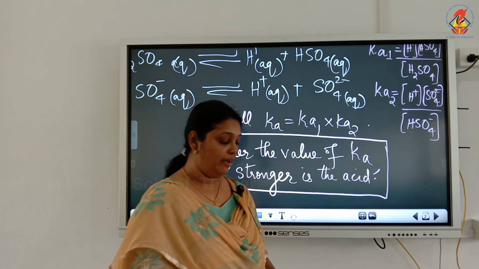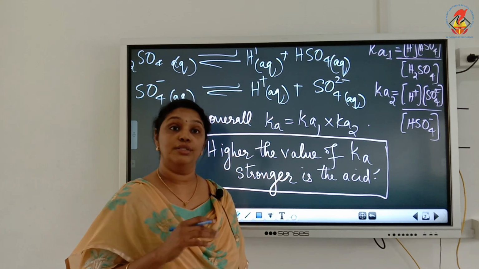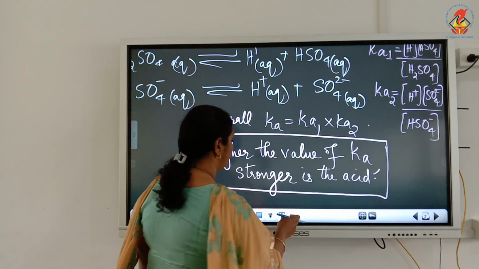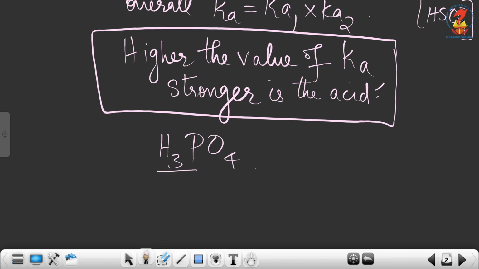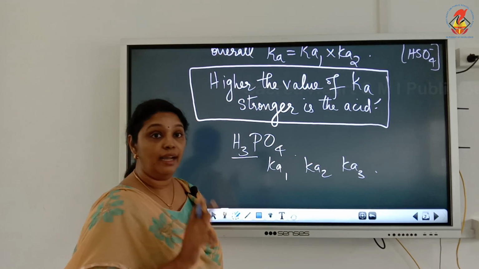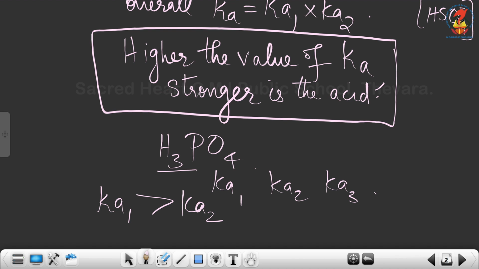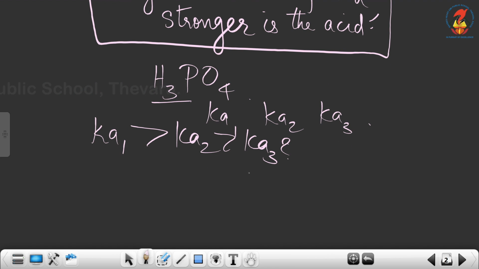Now again we have a question here. For sulfuric acid we have Ka1 and Ka2 values. Also for H3PO4, phosphoric acid, you can have three ionizable protons because there are three hydrogens. So we will have Ka1, Ka2 and Ka3 values. Now the question is, why is the Ka1 value greater than Ka2, greater than Ka3? Very important question.